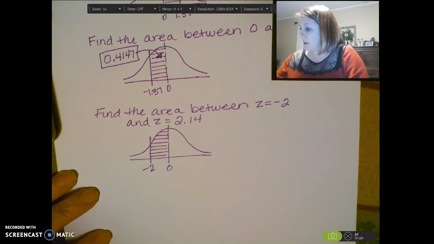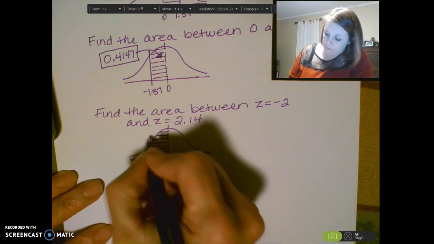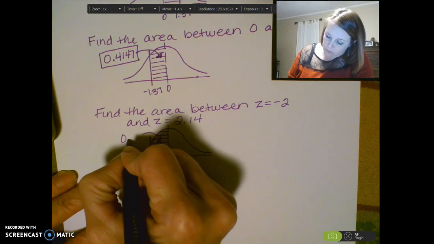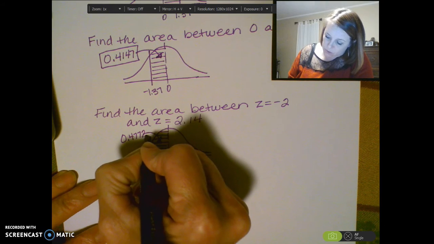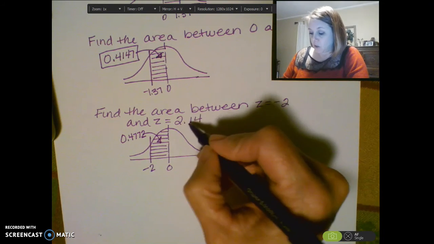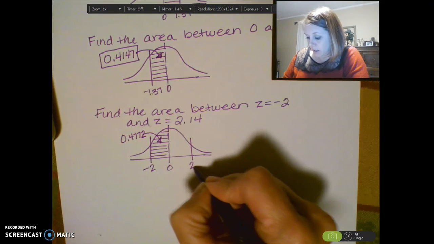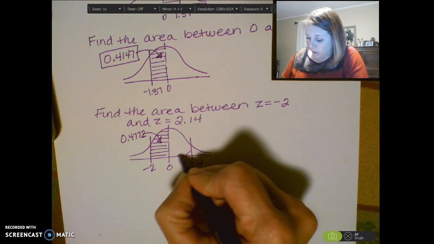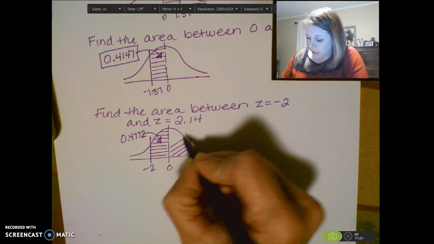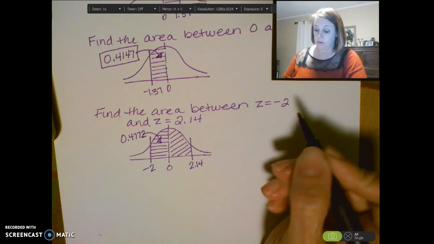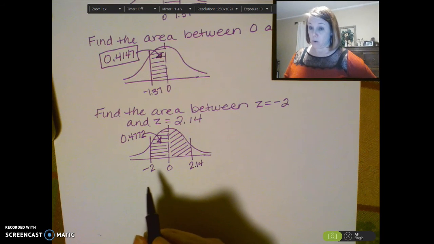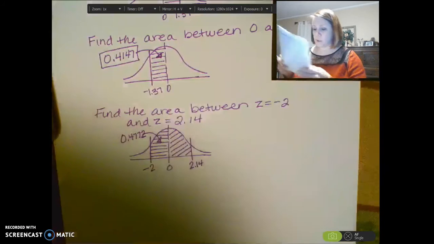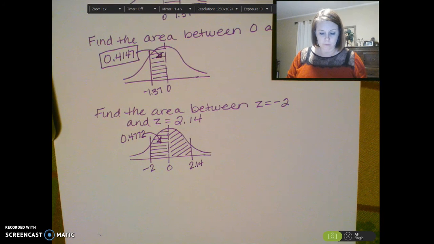If I were to look up -2 in the table, it would tell me this area. And in the table, when I look up -2, or just 2, it's 2.00, it's 0.4772. Now let's consider this positive z of 2.14. If we look that value up, it tells us the area between 0 and 2.14. Notice there's no overlap in those two. One's on the left, one's on the right. So we look up 2.14, and we end up with 0.4838.